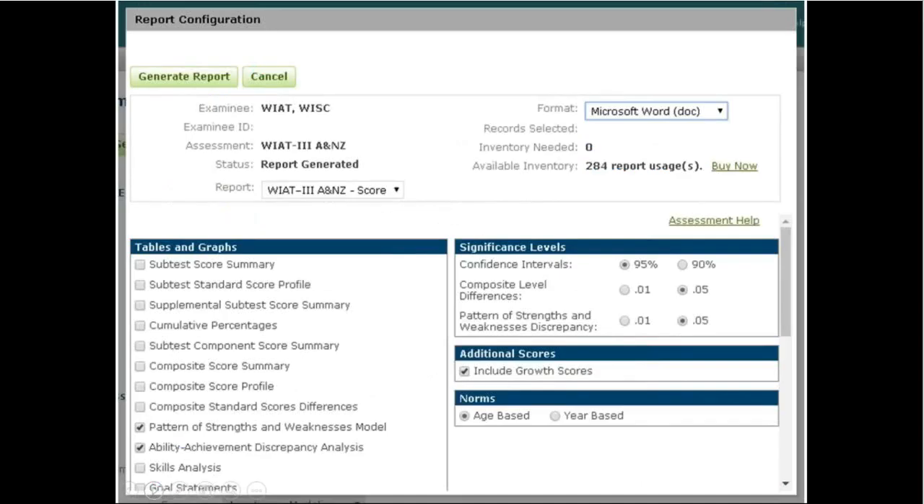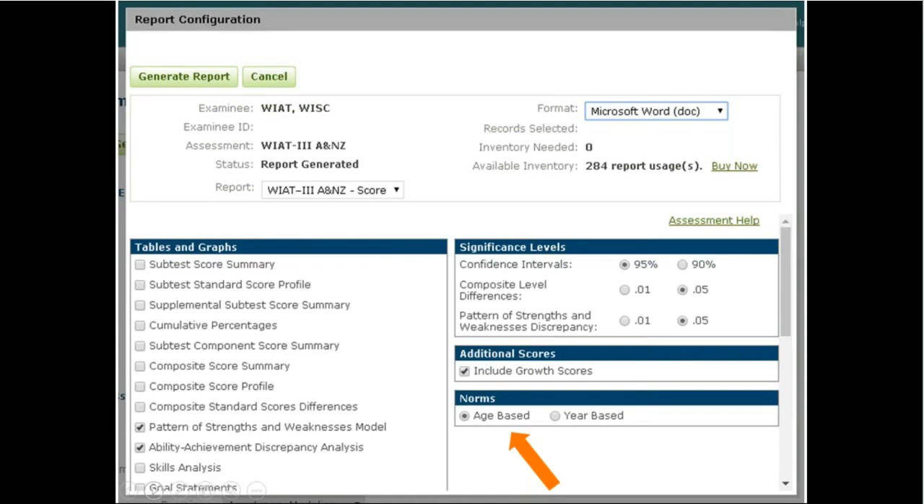So as I mentioned, I'm going to show you what this looks like on Q Global. And you can also conduct this through Q Interactive. And I'll show you both of those. So this is our Q Global option. You can see one of the first things we need to do is select age-based norms. Now, a lot of us for the WIAT-III will select year-based because we are reporting back to teachers, for example, and it makes more sense.